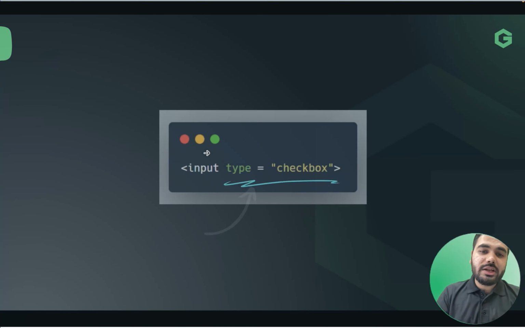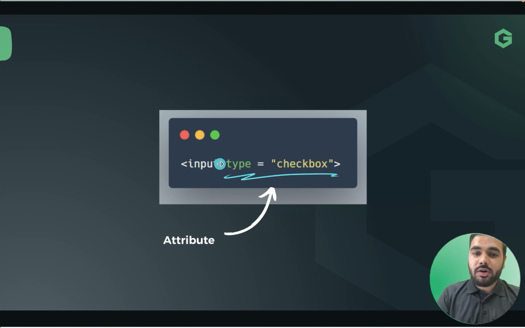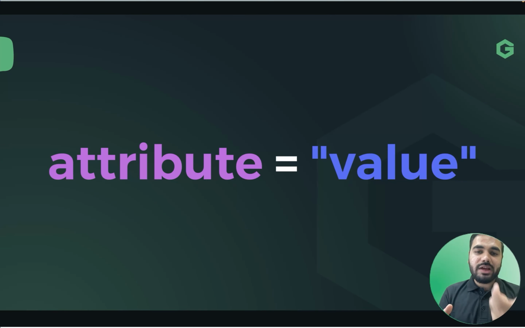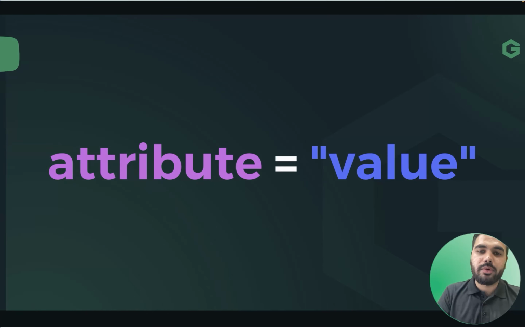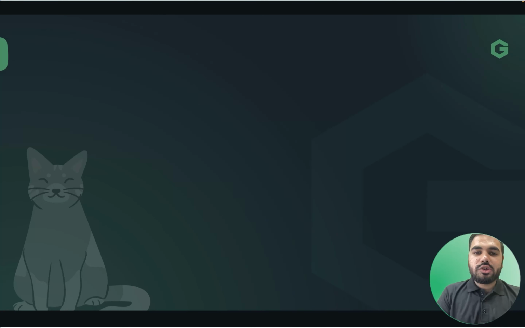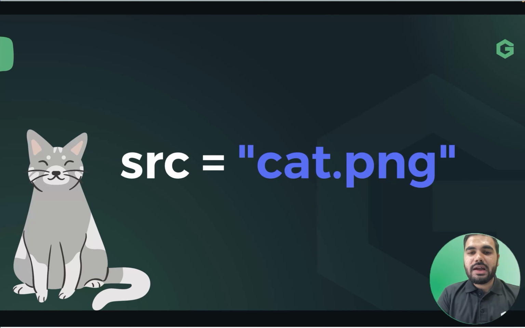We can use attributes in input as well. We will learn this later on, that we have a type called checkbox. Basically, an attribute is nothing but we have an attribute, and we have to pass a value corresponding to that attribute. You can take the example of href, where we are passing google.com, and you can see we have a source attribute where we are passing cat.png. This we will discuss when we learn images.